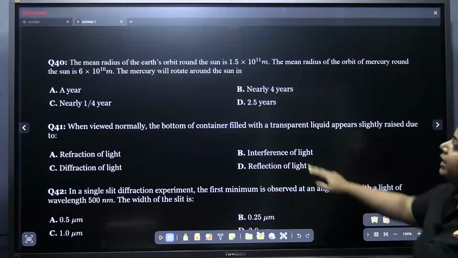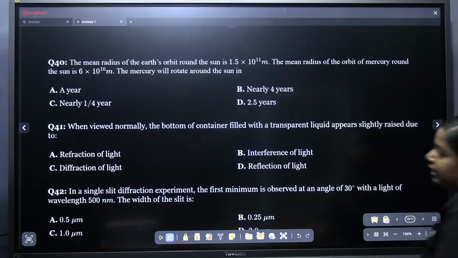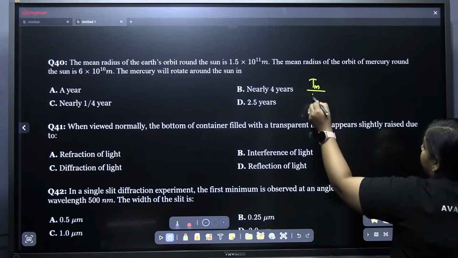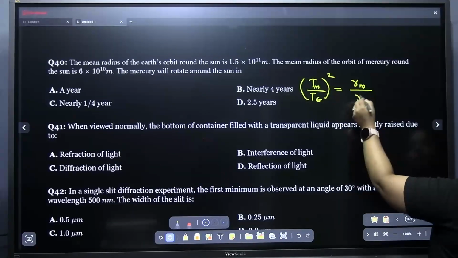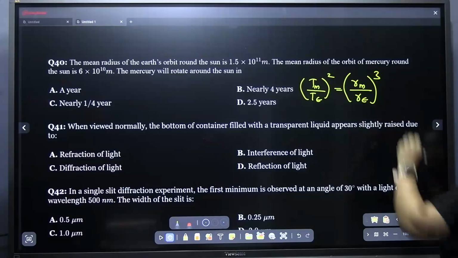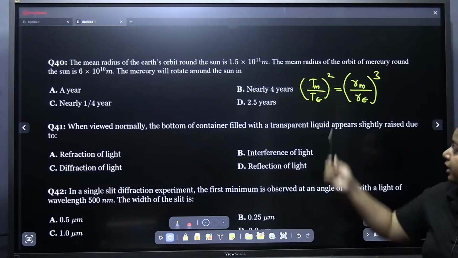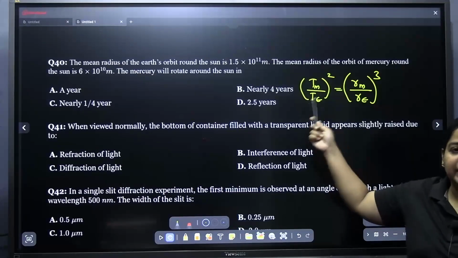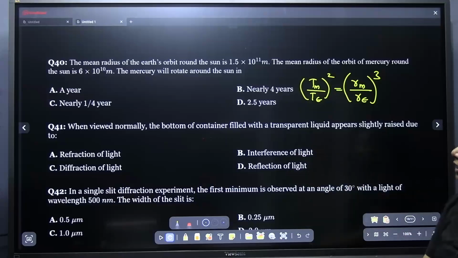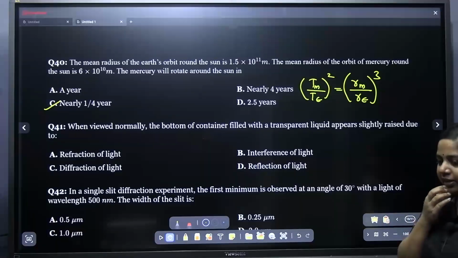Next one: the mean radius of Earth's orbit around the Sun is 1.5, the mean radius of orbit of Mercury is 6, and Mercury rotates around the Sun. So, (time period of Mercury divided by time period of Earth) squared is equal to (radius of Mercury divided by radius of Earth) cubed. This is Kepler's third law, a direct application. Since the answer is in years, don't substitute 365 days; write it as 1 year. Then calculate. You will get option C, nearly 1/4 years. Do you have any doubt in this?